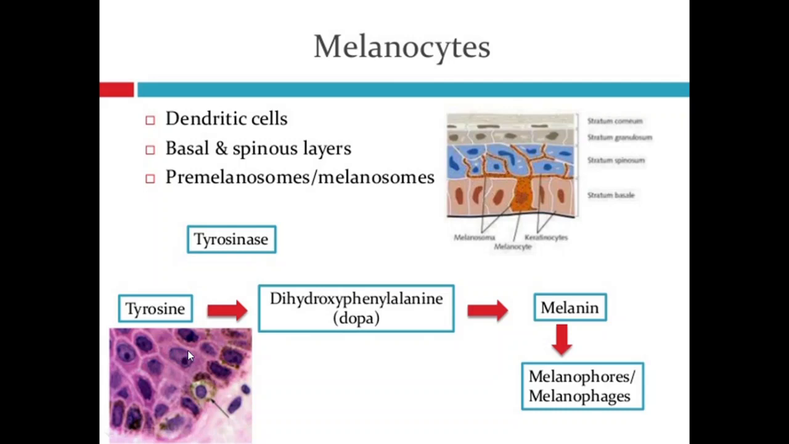How is melanin produced? In the presence of tyrosinase, the tyrosinase will act on tyrosine and make dihydroxyphenylalanine, and this is how melanin is produced, and it is stored in melanophores or melanophages.